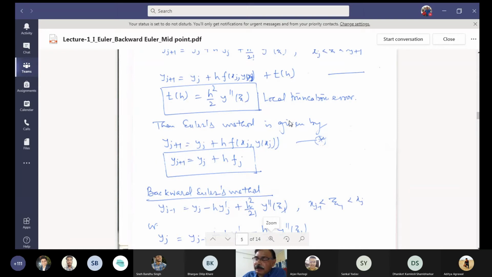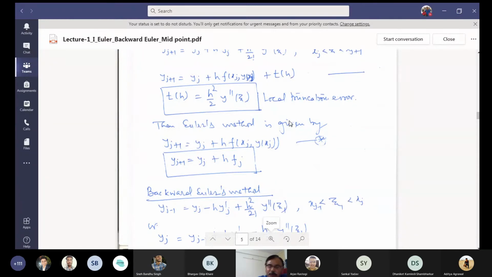If you see T(h) divided by h square, what will you get? y double prime by 2. Since y double prime is bounded, y double prime by 2 is also bounded. Right? So you get that T(h) will be of capital order h square. Is this clear to everybody? Yes, sir. Okay.